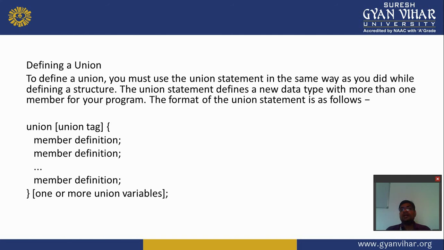To define a union, you must use the union statement in the same way as you did while defining a structure. The union statement defines a new data type with more than one member for your program. The format of the union statement is as follows. It is the same as a structure, but only the keyword struct is changed into union. The difference is not in the front of your program, it is in the internal part of your program, because the storage locations of structure and union are different.